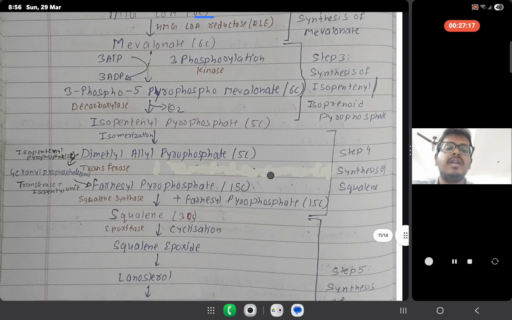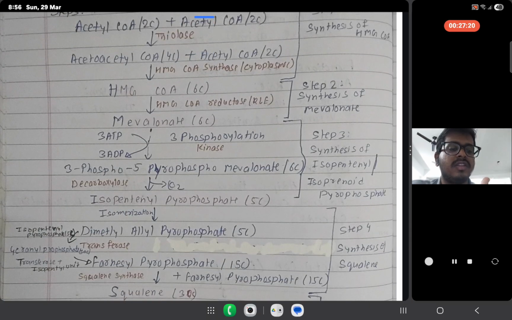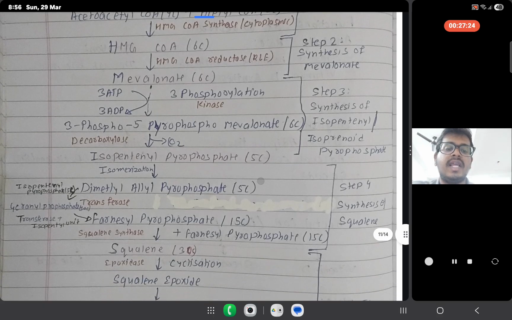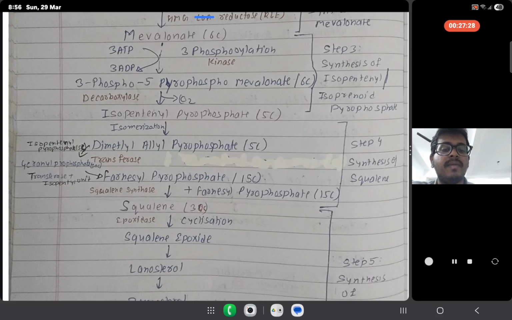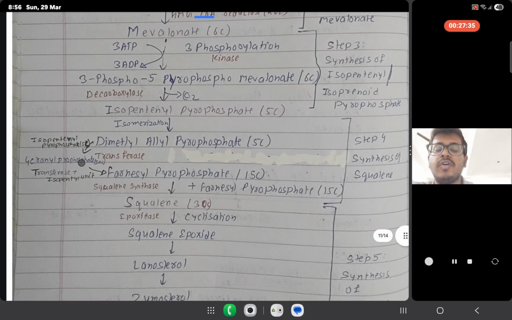If you don't remember this, then the steps must be remembered. First step is synthesis of HMG coenzyme A, second is mevalonate, third is isopentenyl compound. Fourth step is synthesis of squalene. How is squalene synthesized? A 5 carbon compound is attached, forming a 10 carbon compound, geranyl pyrophosphate. In the presence of an isopentenyl unit, it is converted to a 15 carbon compound, farnesyl pyrophosphate. Now two farnesyl pyrophosphates combine and 30 carbon squalene is formed.